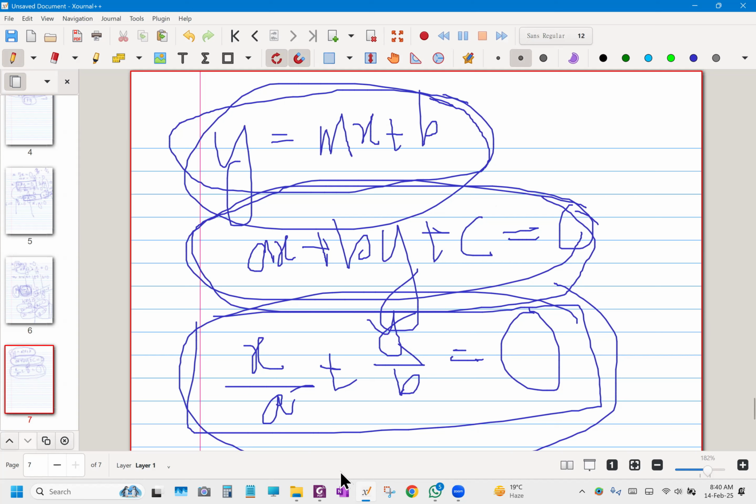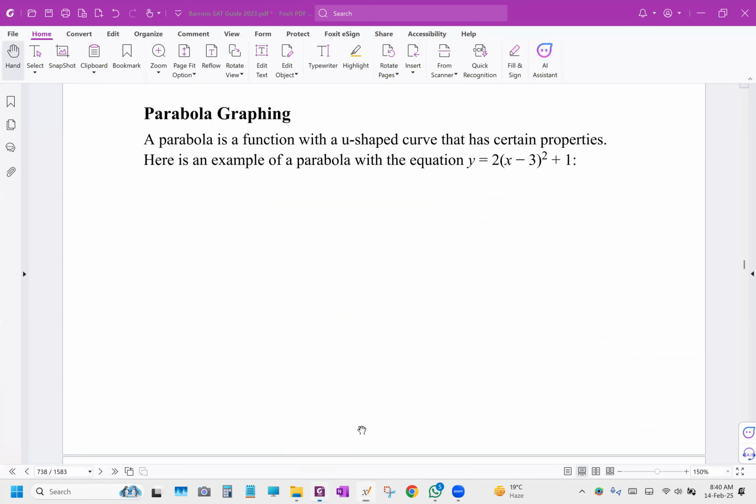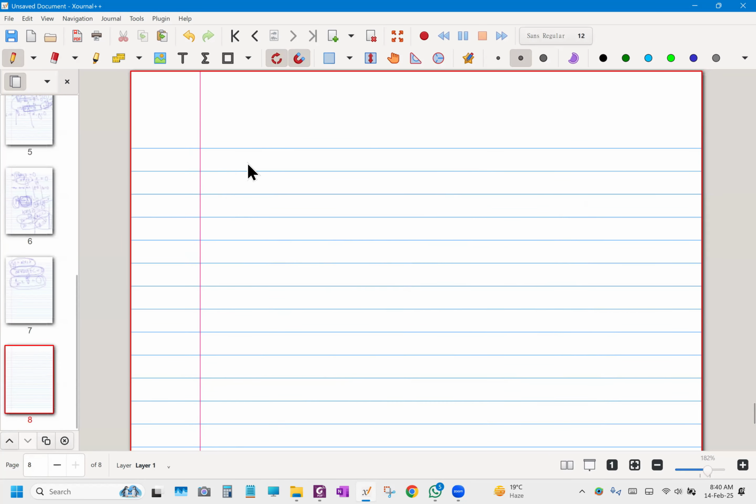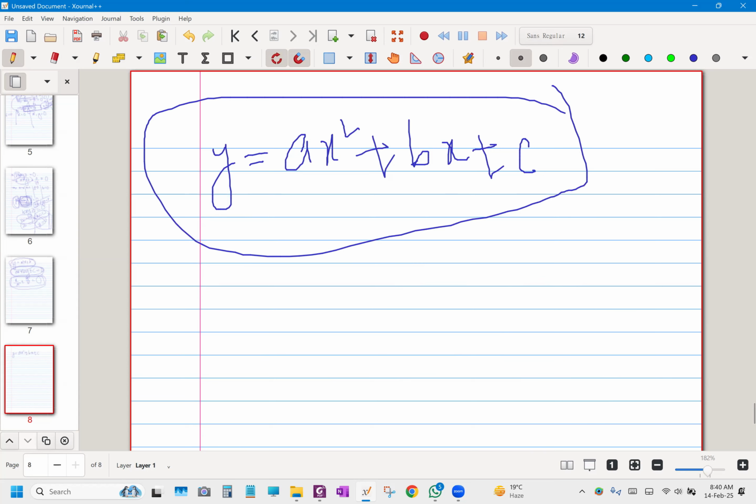I'm just giving you some examples, to help you understand what is basically the meaning of having different forms of equation of a parabola. Because in your previous class, I told you that ax squared plus bx plus c is an equation of a parabola.